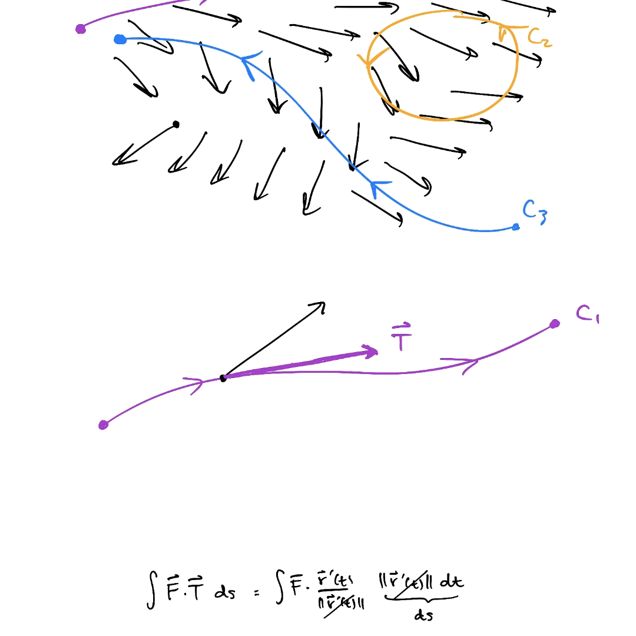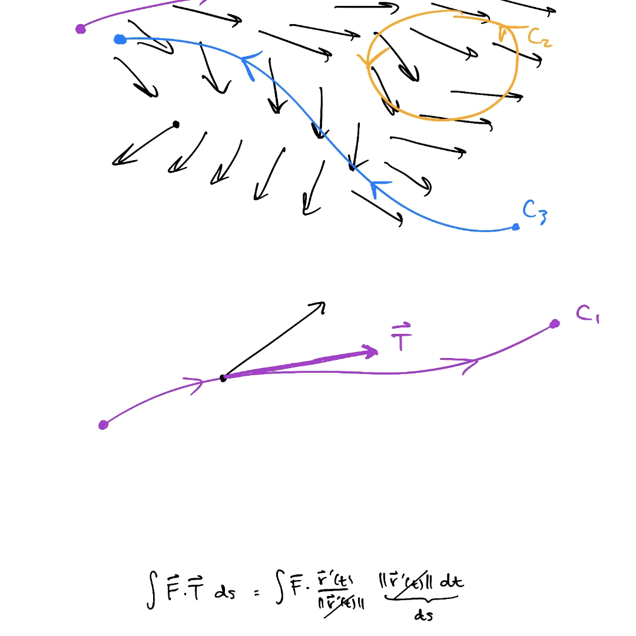So there's some question as to how much of that black arrow is in the direction of the curve, and how much of that black arrow is irrelevant as far as one's path along C1. So you can kind of think of that black arrow as being broken into two pieces, two components.